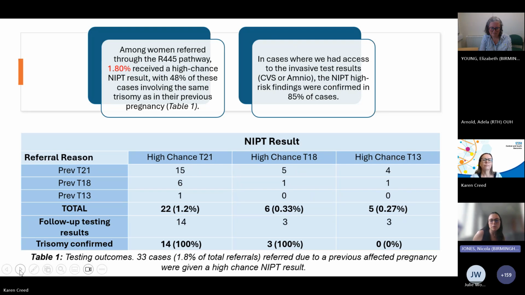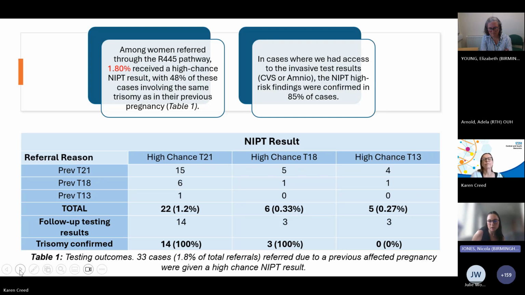In this table below, you can see that out of the 1,840 referrals, 33 of these women received a high chance NIPT result. 22 received a high chance trisomy 21, 6 received a high chance trisomy 18, and 3 received a high chance trisomy 13. So in total, that's 1.8% of total referrals.